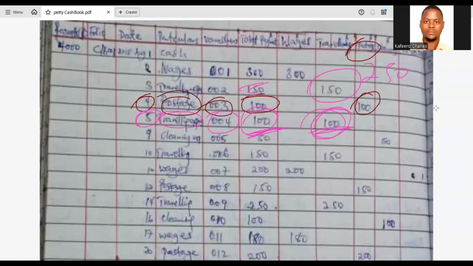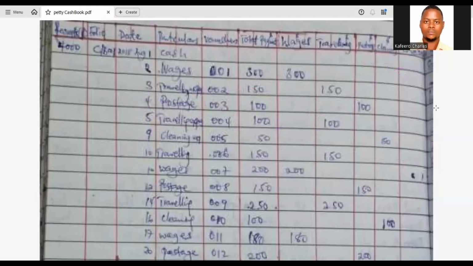So your exercise is to do the rest of this, because my main emphasis is to show you what happens after you have put in all the entries. That's basically what we are going to look at: what happens after you have put all the entries there, when we are adding up the things.